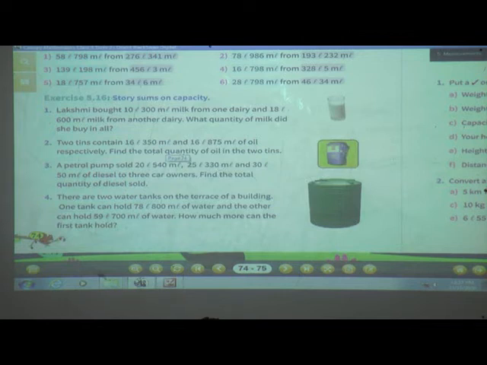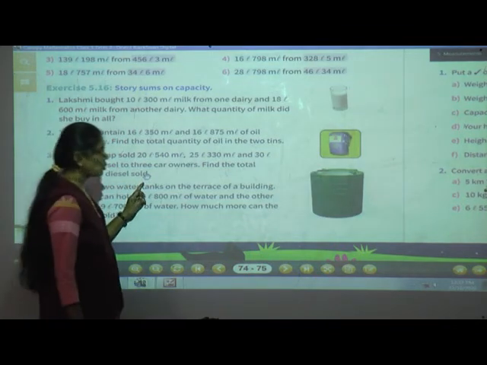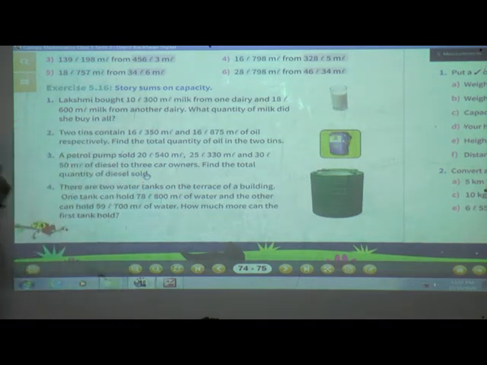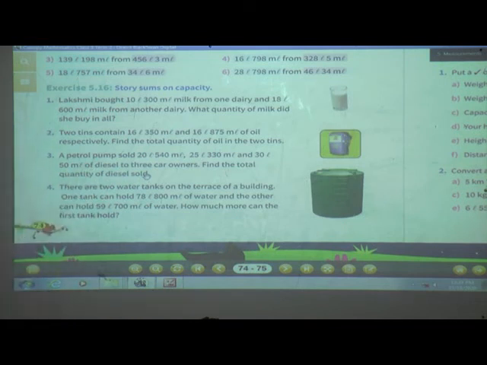Then see the third question. A petrol pump sold 20 liter 540 ml, then 25 liter 330 milliliter and 30 liter and 50 milliliter of diesel to 3 car owners. Find the total quantity of diesel sold. Again same here also, find the total quantity of diesel sold. Total quantity. Total means you have to add these 3 numbers, then you will get the total quantity. Okay, so do the addition and see what will be your answer.